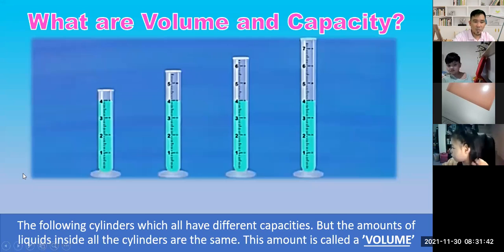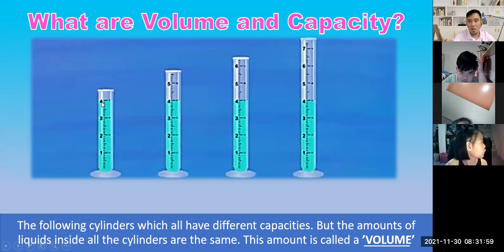Now look at here. These are called cylinders. The following cylinders all have different capacities. What is the capacity of this cylinder? The first cylinder, what is the capacity?